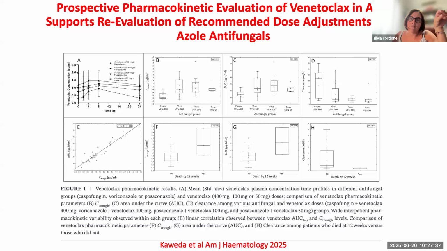And in this paper recently published about pharmacokinetics of venetoclax in patients with acute myeloid leukemia, the authors show how there is a strong drug interaction between venetoclax and azoles: voriconazole, posaconazole, or isavuconazole. And what they found is that there is an increase in venetoclax exposure when venetoclax is given concomitantly with either voriconazole or posaconazole, despite the venetoclax dose reduction.